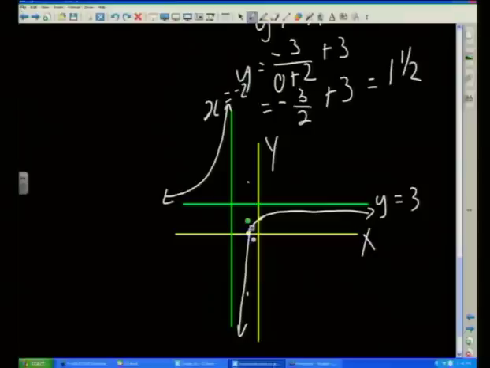All right, there we go. So it's cutting at minus 1 on the x-axis, 1.5 on the y-axis, and that's our shape. We've got both our asymptotes, and that's a good question.